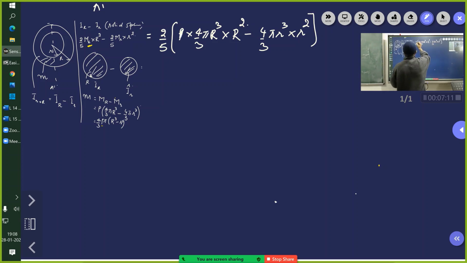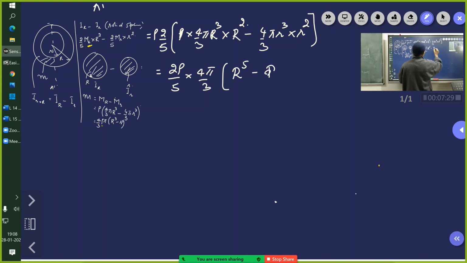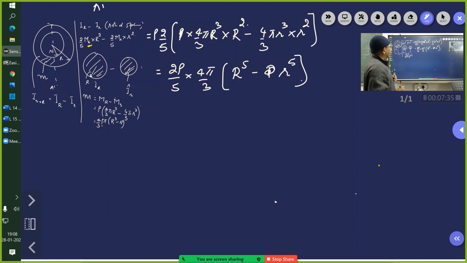So I'll do one thing: I'll put the rho outside. In fact, I can put the other things also outside. So 2 rho by 5 into 4 pi by 3, that also I can pull out. So I get R raised to 5 minus small r raised to 5. So this is it.